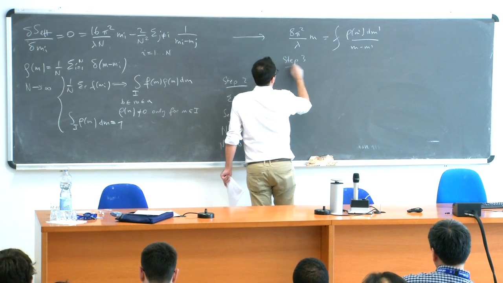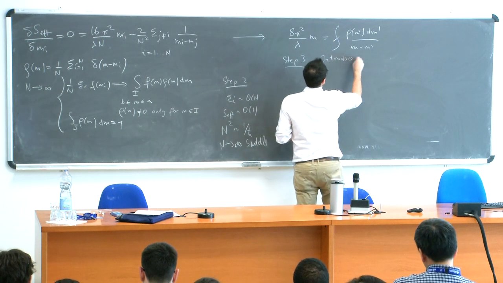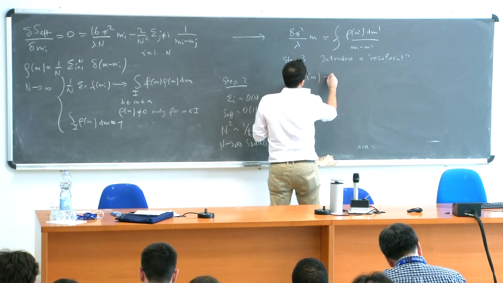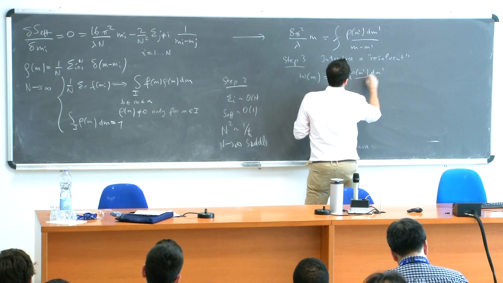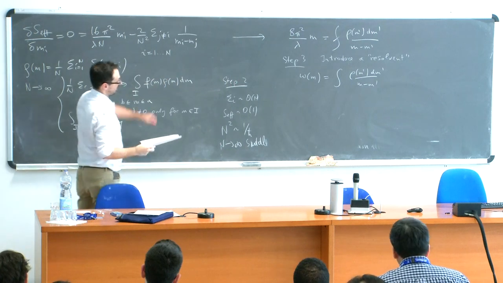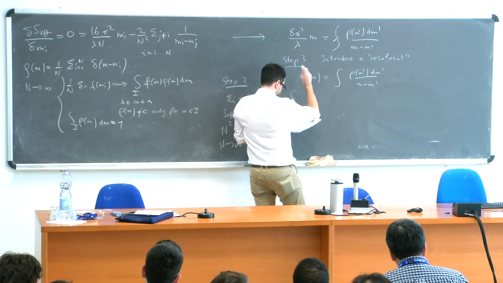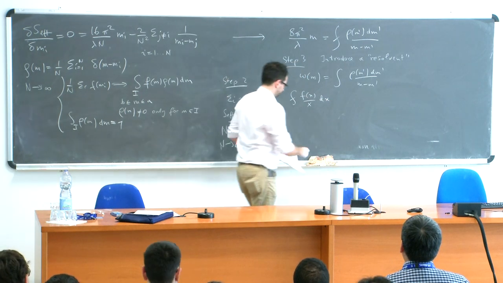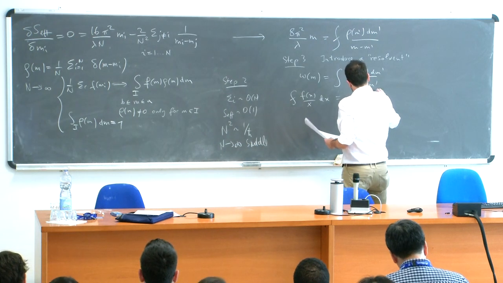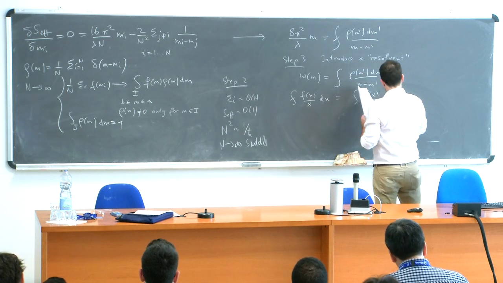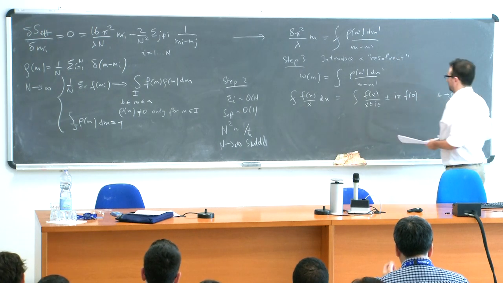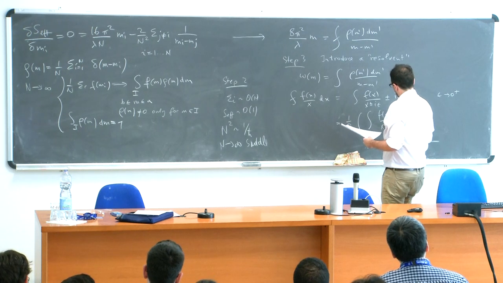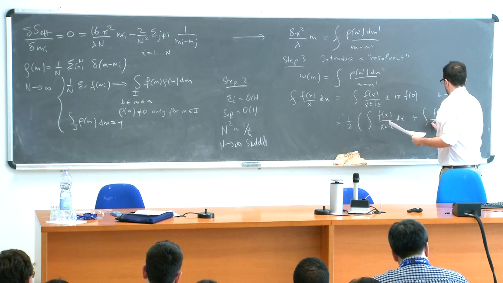Now step three, we have to solve this equation, and one way to do it is to introduce a so-called resolvent, which is the same thing, except I don't take the principal value, so it's omega m equals the integral of rho m prime, dm prime, over m minus m prime without the principal value. Now I can use the Sokhotski-Plemelj theorem. For a function f of x, the integral of f of x over x plus or minus i epsilon, where epsilon goes to 0 from above, gives the principal value minus or plus i pi f of 0. And I can write the principal value as 1/2 of the sum of f of x over x plus i epsilon dx and f of x over x minus i epsilon dx.